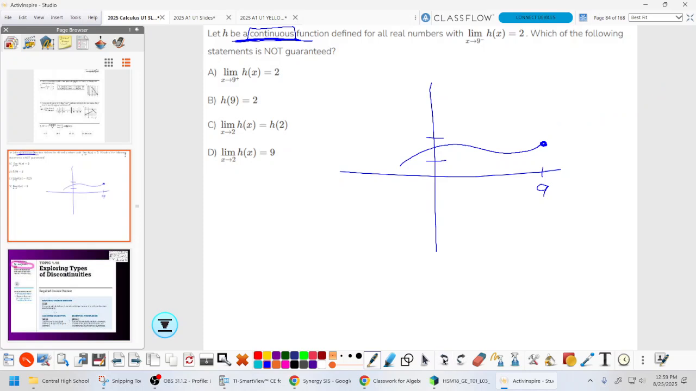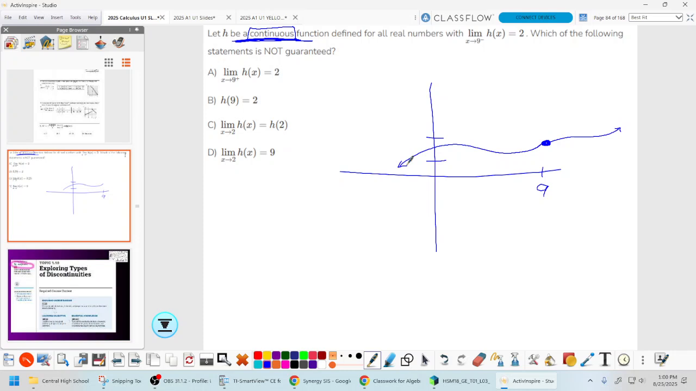And I do encourage you to draw a graph sometimes with these because it helps you think through what you're given and how that relates to the choices. Okay, could it do this? No. Why? It's continuous right there, and that would be a discontinuity. So that means at 9, even though we're coming in from the left, to be continuous, I have to have a point defined there at 2. Like I can't jump up here to something else. Okay? And then it has to keep going in order to be continuous.